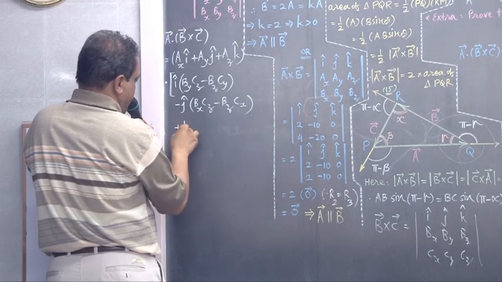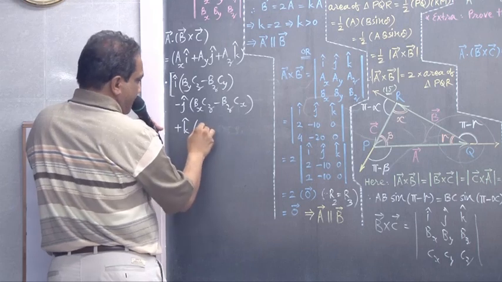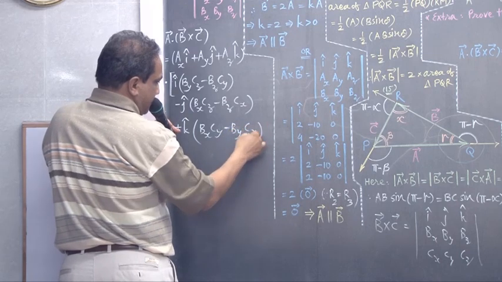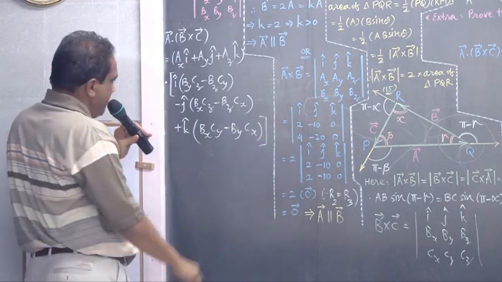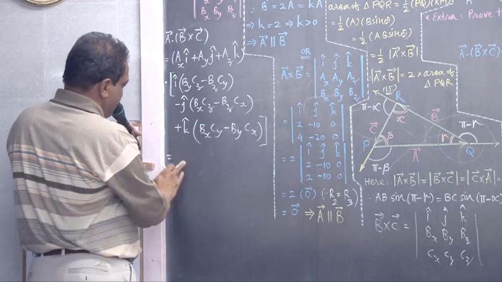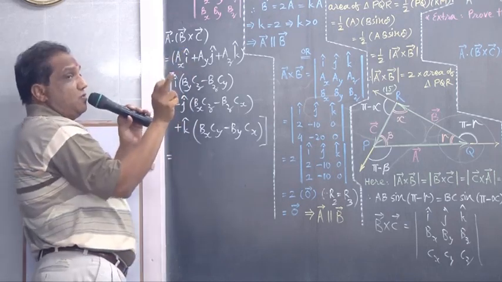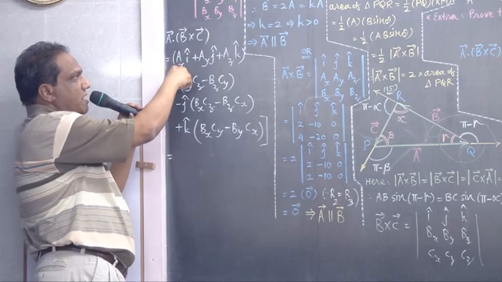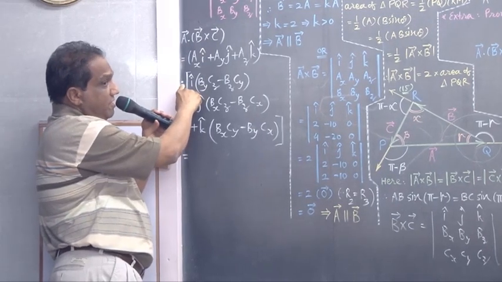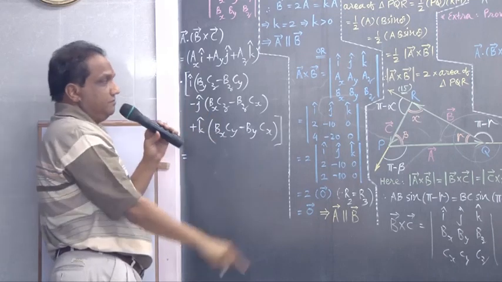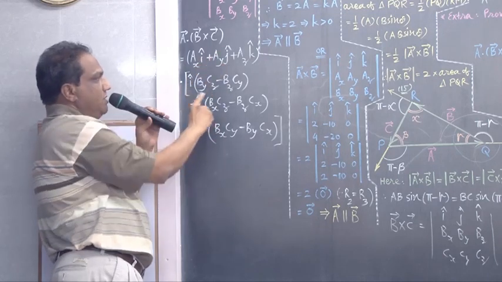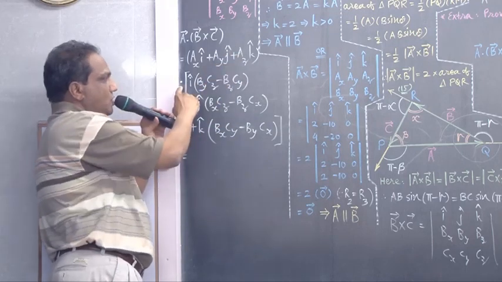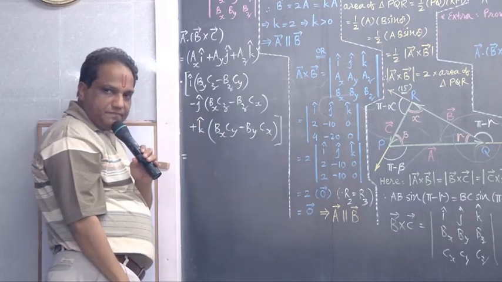Correct. Plus Cz. Then Bx Cy minus By Cz. Correct. Okay. Fine. Now tell me. Look here. Just use the distributive law. First term dot product with the entire second bracket, plus second term dot product with the entire second bracket, plus third term dot product with the entire second bracket.